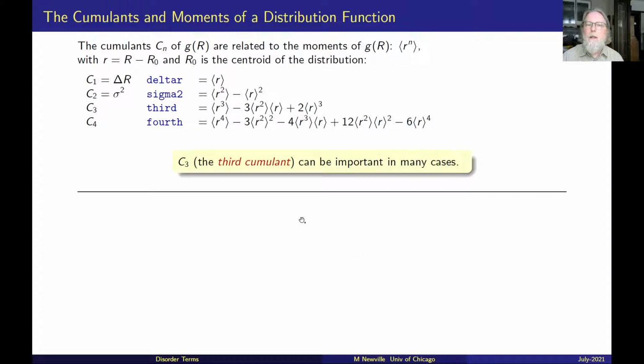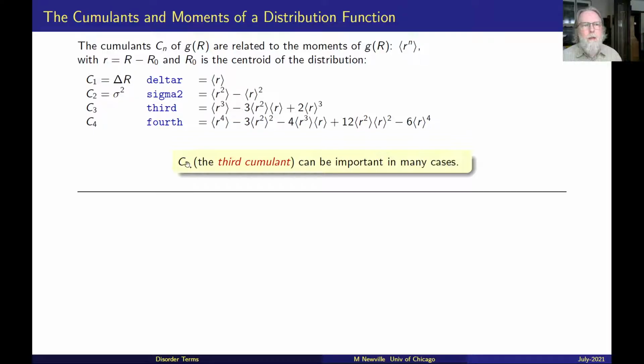If we look at those in slightly more detail and relate them to the moments of R, then C1 is just delta R. That's the ensemble average of R. Actually, it's R minus R0, or centroid, or based from the Feff calculation, R effective. So the centroid. Sigma squared is the ensemble average of R squared minus the square of the ensemble average of R. There's a third cumulant, and a fourth cumulant, and you can go higher.